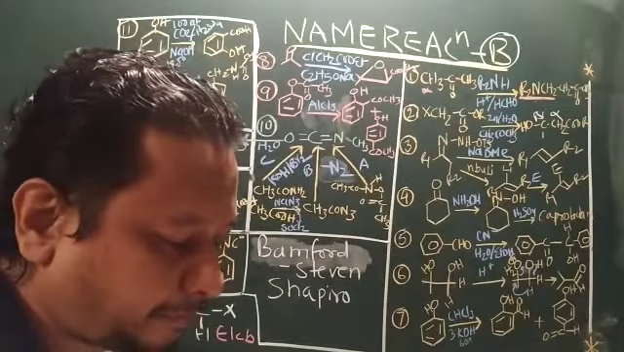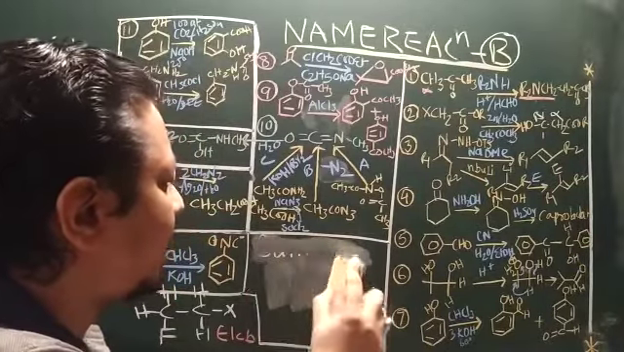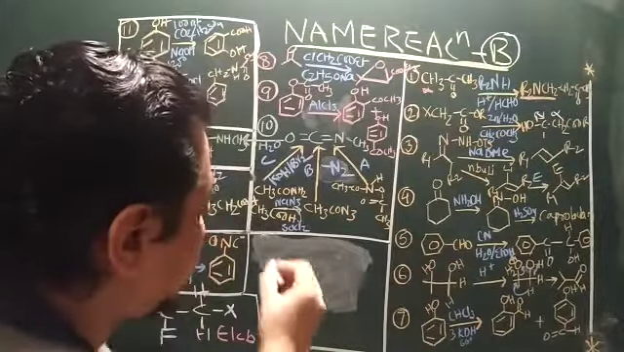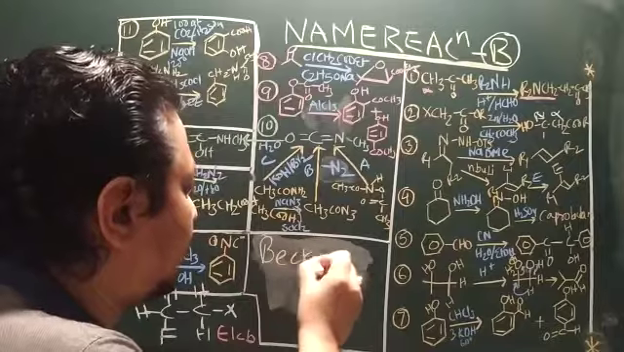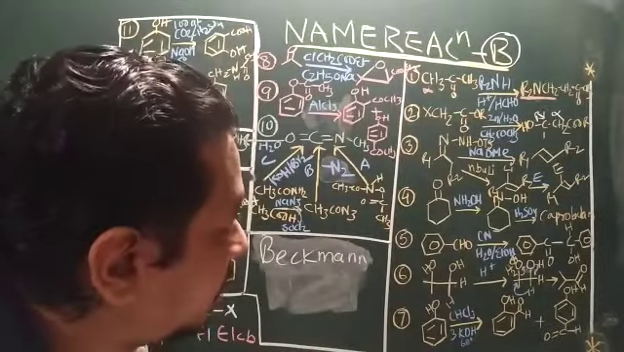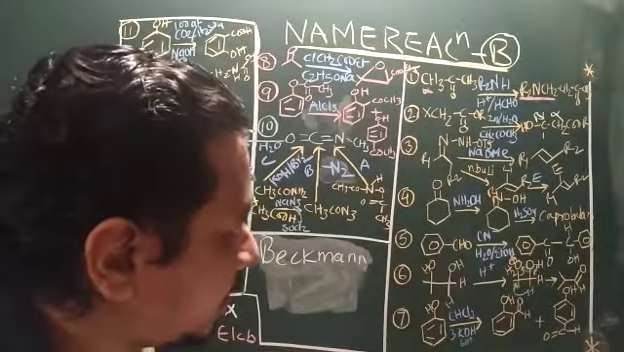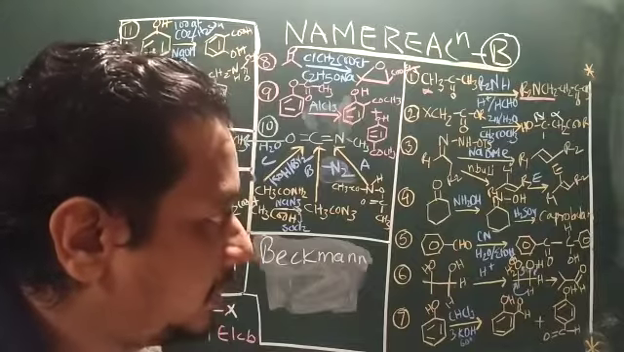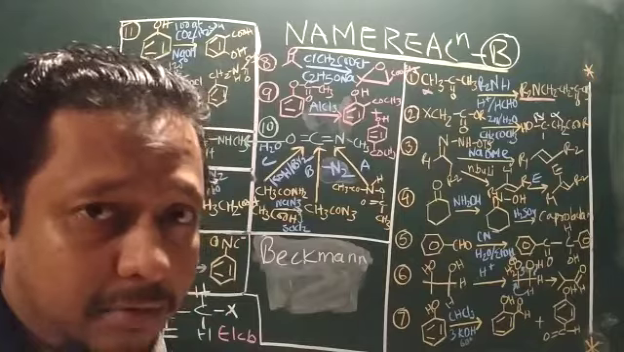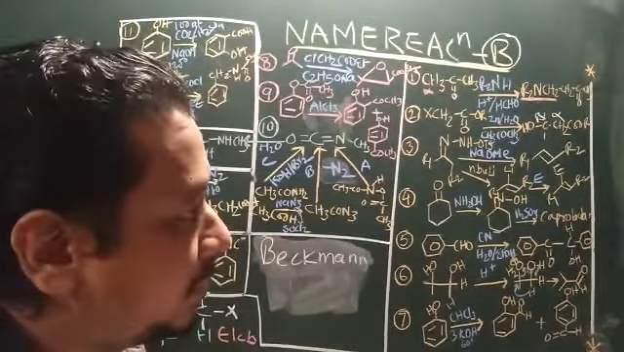Then number 4, which I have already discussed in my earlier beta lactam video. If you go to the beta lactam basic video, there I have used this term, Beckmann rearrangement. Here the ketone, in the presence of hydroxylamine, gives an oxime, and the oxime upon hydrolysis gives you caprolactam. I mentioned the caprolactam structure in our beta lactam part 1 video, where I explained the height concept, which is very exclusive.